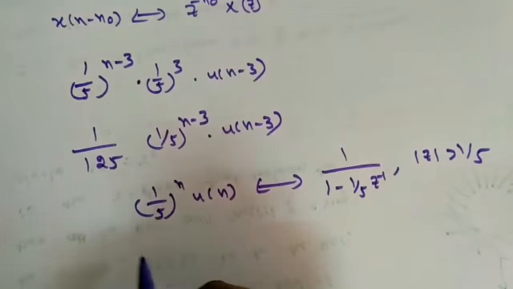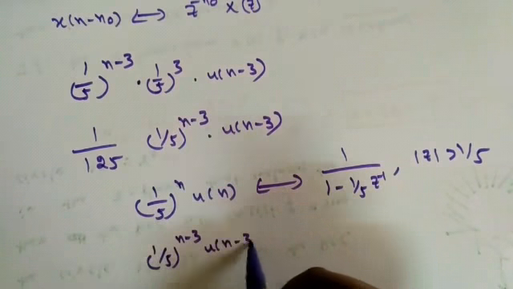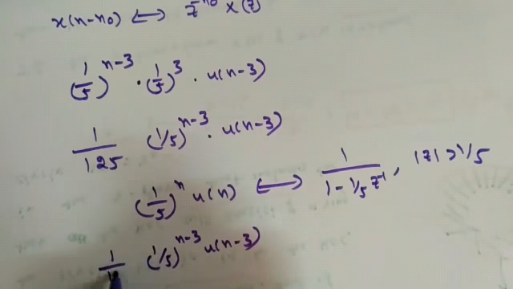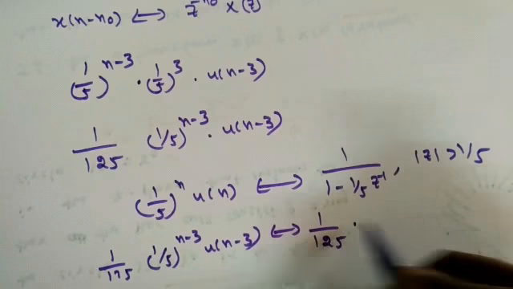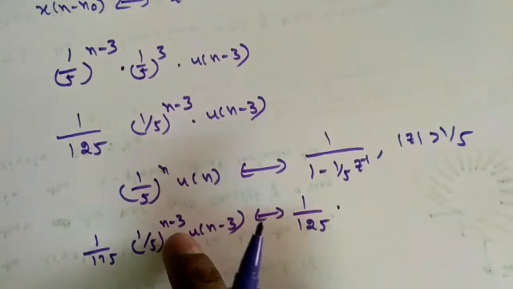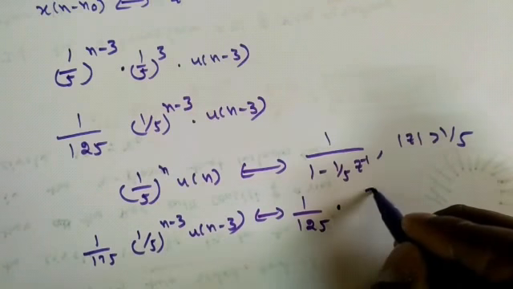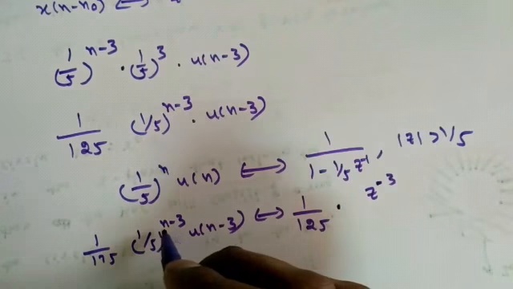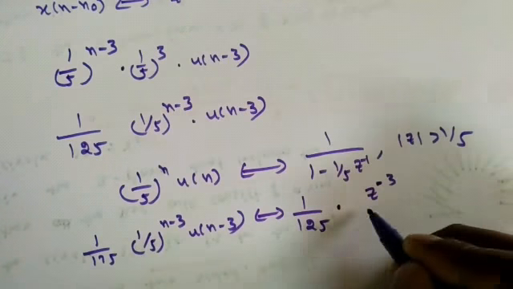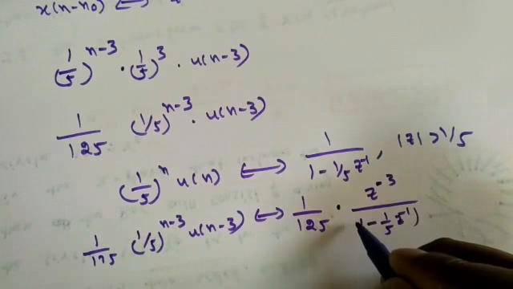Now when we shift this one, that is 1 by 5 power n minus 3 into u of n minus 3, we need to multiply by 1 by 125. That multiplication factor will come as it is. And the shift will become z power minus 3. So this is n minus n naught, so z power minus n naught by 1 minus 1 by 5 z inverse.